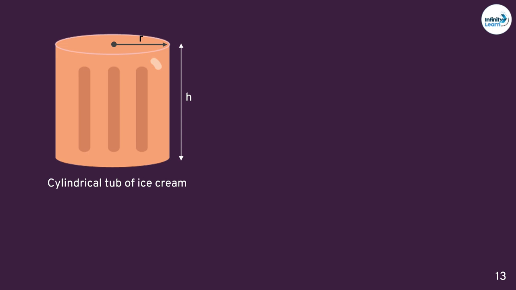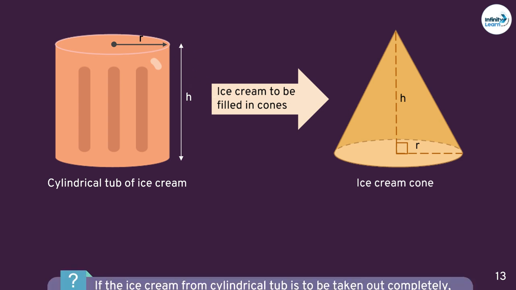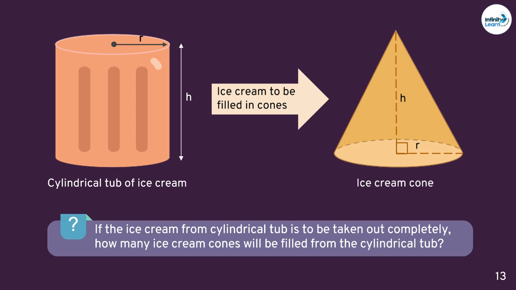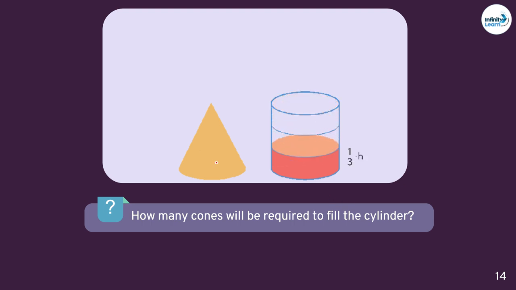Now, talking about the cylindrical tub of ice cream. How many ice cream cones can be filled from this tub? So if the ice cream from the cylindrical tub is to be taken out completely, how many ice cream cones will be filled from the cylindrical tub? So how many cones required to fill the cylinder?